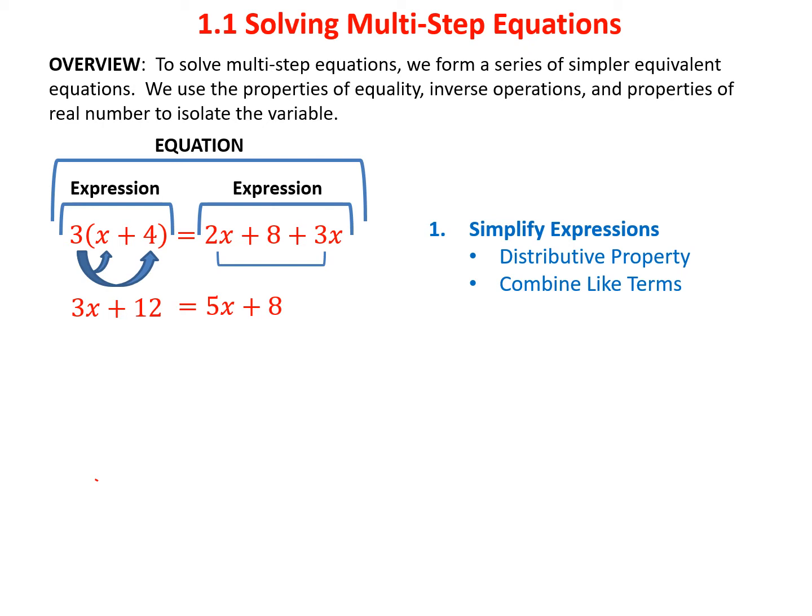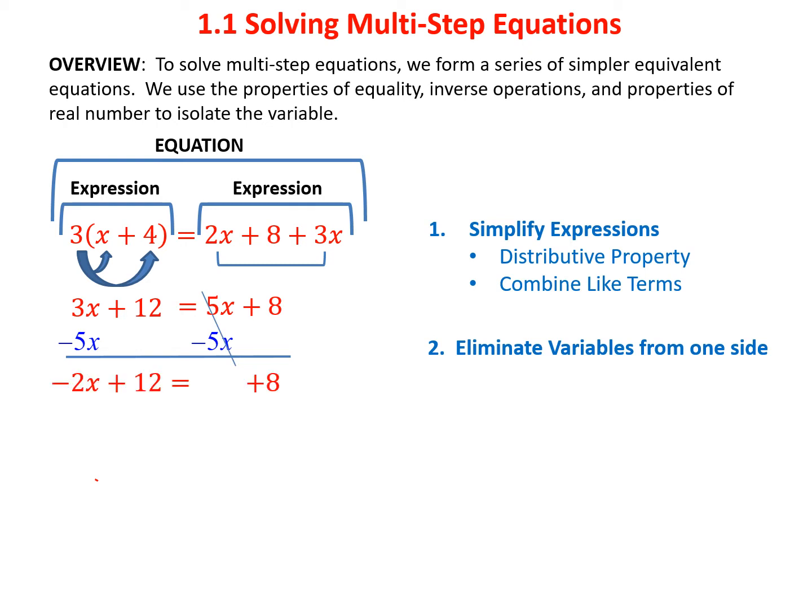So in this case, I can either subtract 3x from both sides and get them on the right side, or I can subtract 5x from both sides and get them on the left side. So I'm going to do 5x. If I subtract 5x from both sides, the resulting equation is going to be equal. But notice what happens on the right when I subtract 5x, it goes away. So now I have negative 2x plus 12 equals 8. See how we've got the x on the left side now.